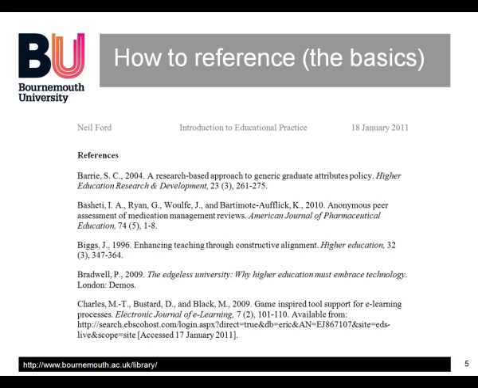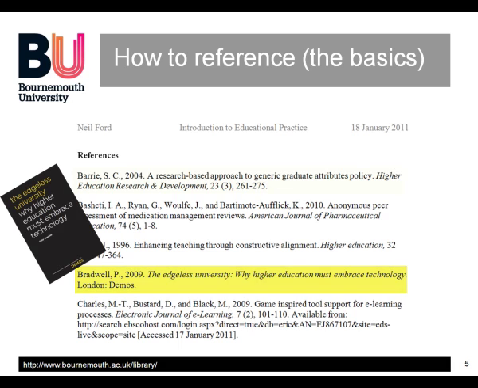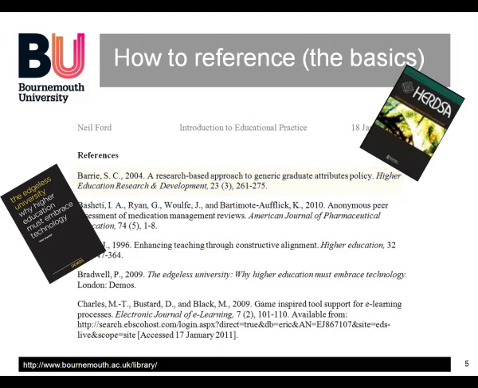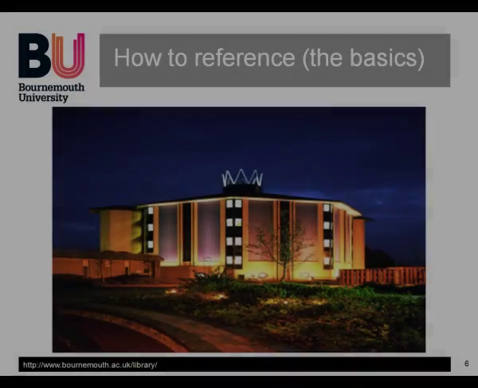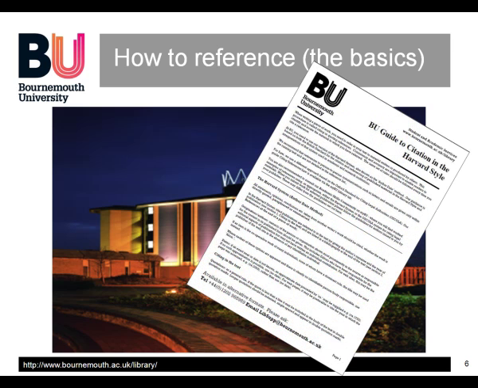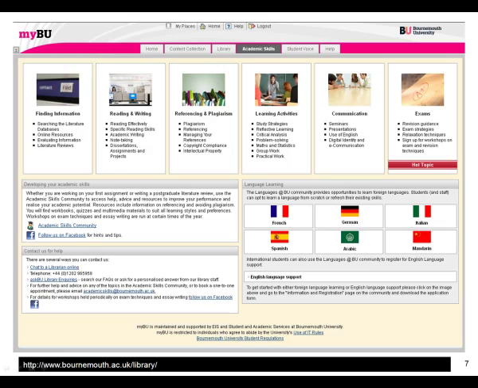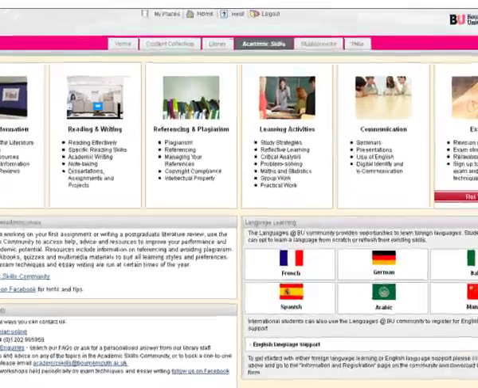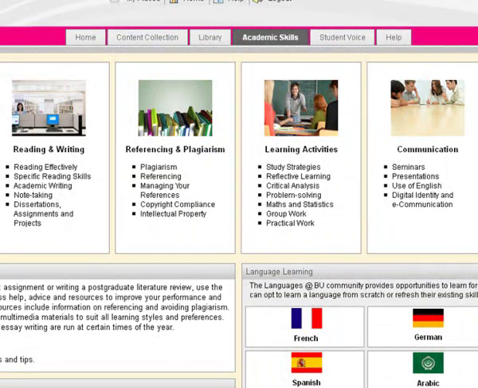There are slightly different ways to reference different types of information. For example, a reference to a book contains slightly different information to a reference to a journal article. You can find examples of how to reference all of the different types of material that you're likely to use in your work in the BU Guide to Citation in the Harvard style. This provides a standard so that everyone can reference consistently, and the references you create will be marked on how closely they match the examples in the Harvard Guide. You can find the BU Guide in the referencing section on the Academic Skills tab of My BU.